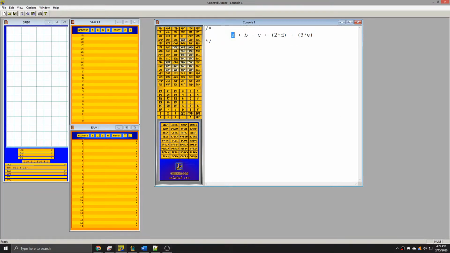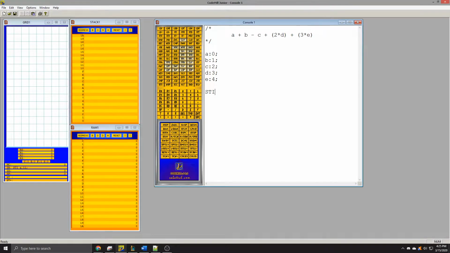So I would want to do this equation right here: A plus B minus C plus 2D plus 3E. The first thing you want to do is define the location of your variables. So let's do A is 0, B is 1, C is 2, D is 3, and E is 4. Then I'm going to store into those locations the variable value that I want.